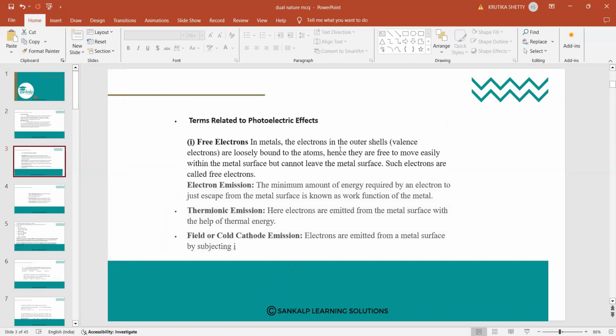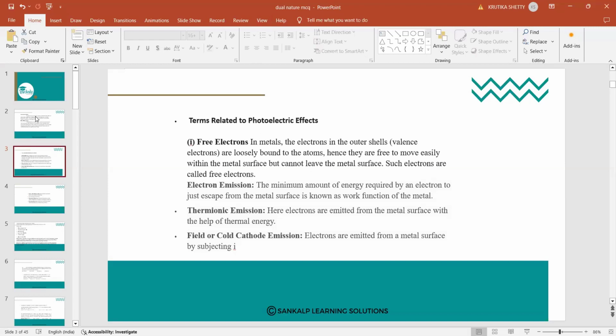Free electrons: in metals, the electrons in the outer shells are loosely bound to the atoms. Hence, they are free to move easily within the metal surface, but cannot leave the metal surface. Such electrons are called free electrons. As you know, metals consist of free electrons. In metals the electrons are loosely bound, so these loosely bound electrons are free to move easily.